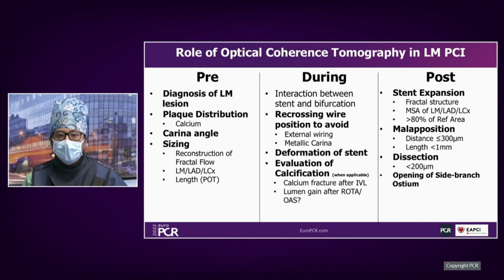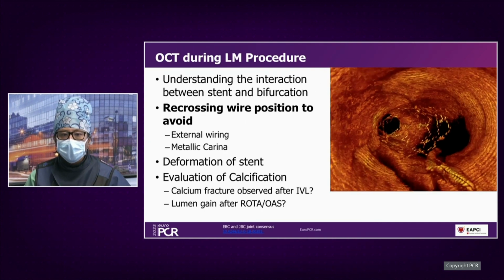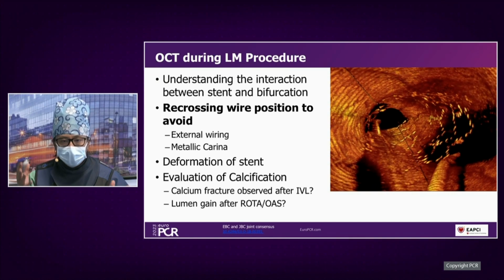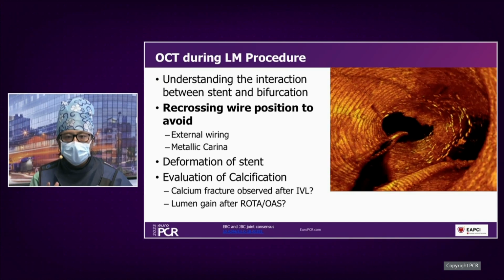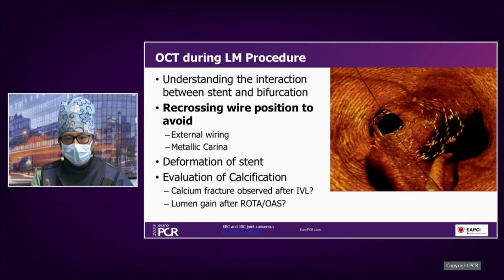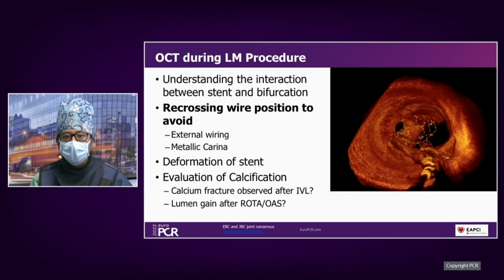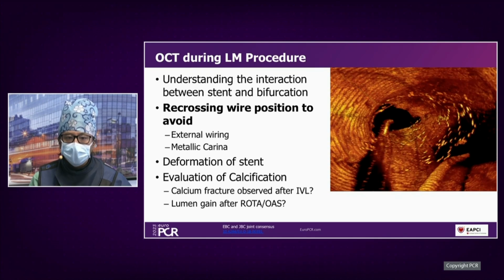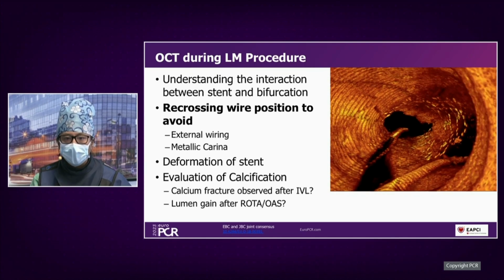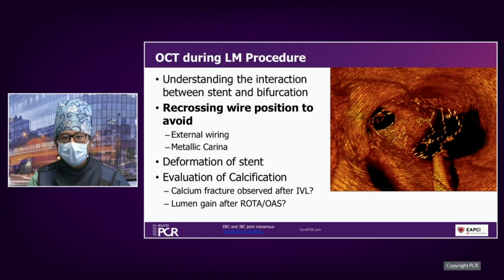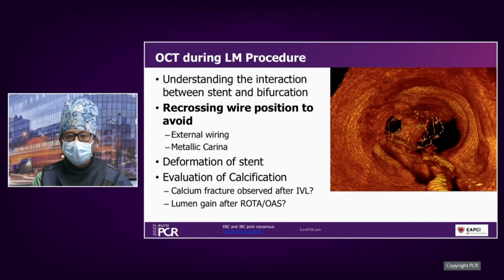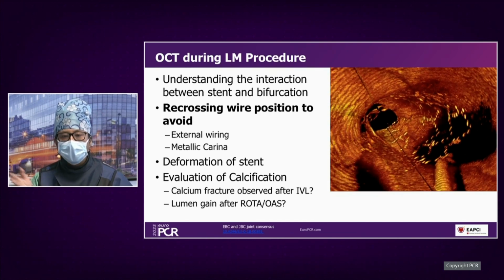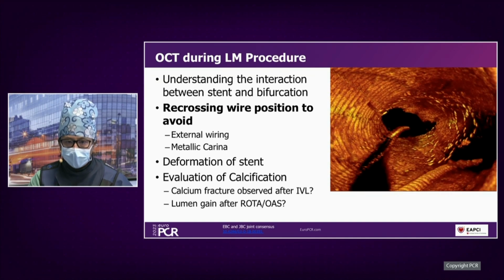Next slide, please. The next slide shows that after putting the stent with the provisional approach into the left main to the LAD, you do the recrossing, and if you are not sure about the wire position, it is good to use the OCT to avoid external wiring. As shown in this video, you can see that the wire is completely outside of the stent, and if you do the kissing balloon, the metallic carina will be really pushed into the LAD.